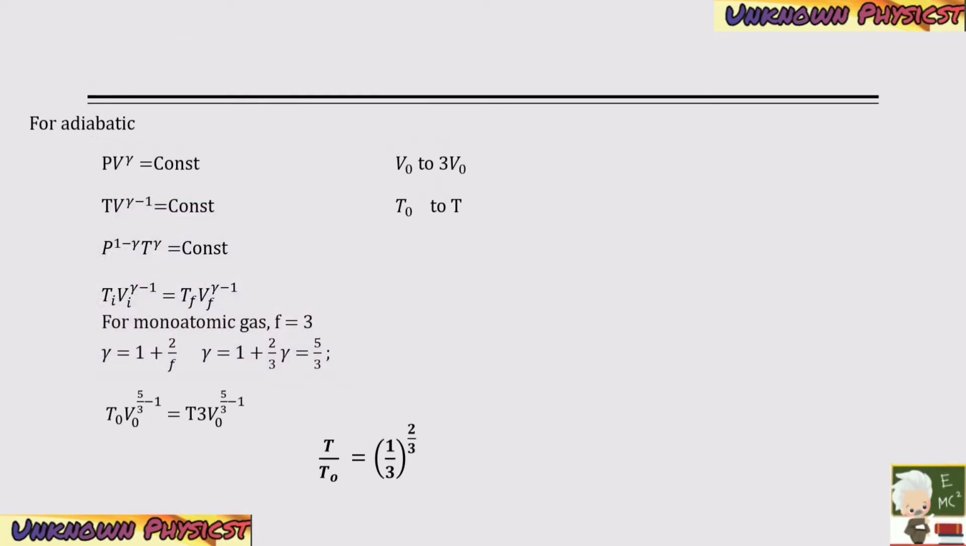We know that for an adiabatic process PV^gamma is equal to constant, and by rearranging we get TV^(gamma minus 1) is equal to constant, P^(1 minus gamma) T^gamma is equal to constant. And in the question they have mentioned that it is for a monoatomic gas. For a monoatomic gas the degree of freedom is 3. So gamma will be equal to 1 plus 2 by F, so gamma will be equal to 1 plus 2 by 3. So our gamma value will be 5 by 3. Substituting this in the previous equation and rearranging and doing all the mathematical calculation, you get the ratio of T by T0 as (1 by 3) whole power 2 by 3. That's it. It is easy, right?